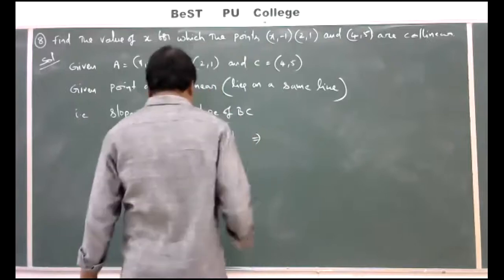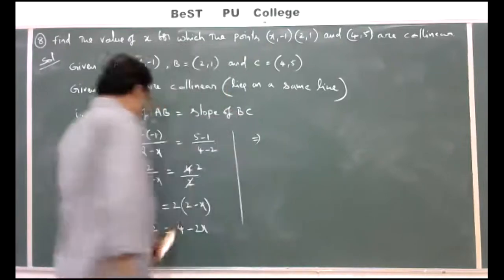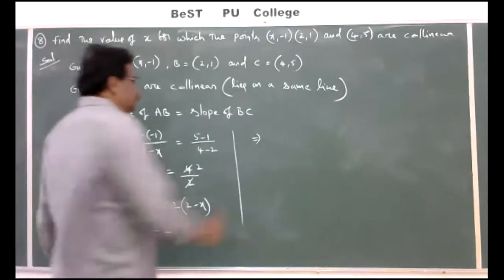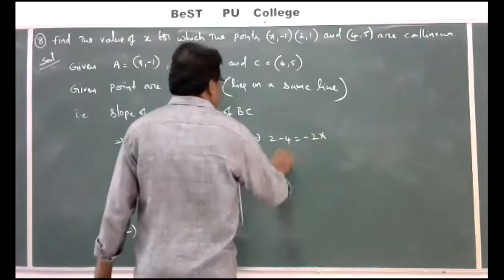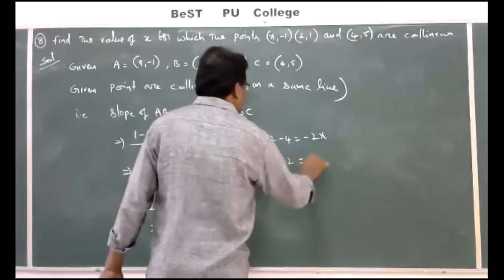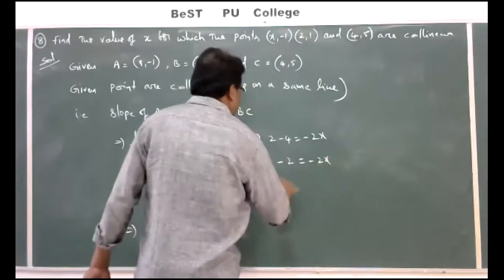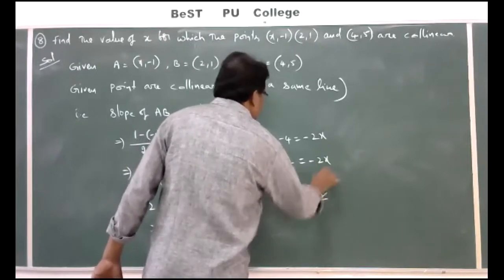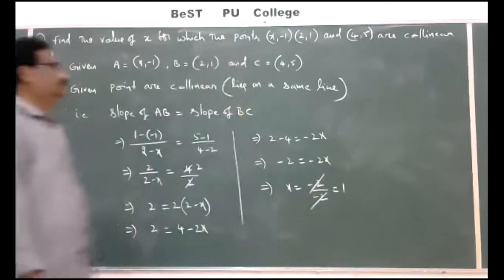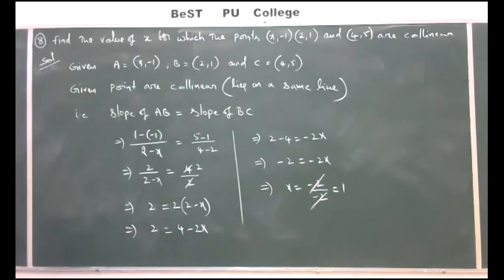That implies you bring 4 into this side. 2 minus 4 is equal to minus 2x. Minus 2 is equal to minus 2x. That implies x is equal to minus 2 by minus 2. That is equal to 1. So x value is 1.